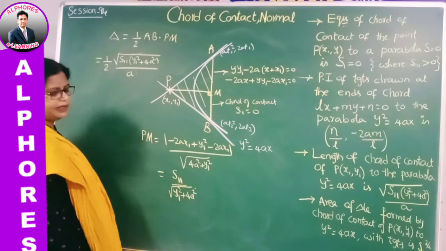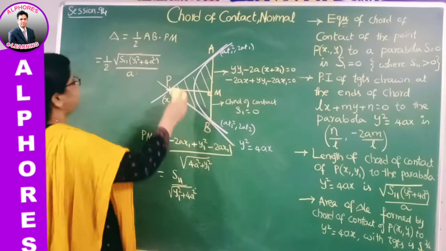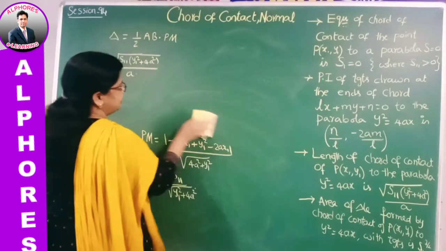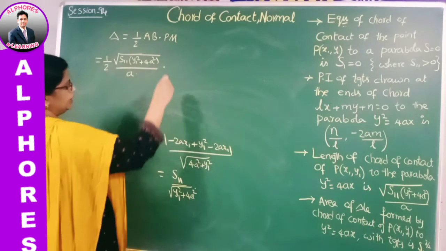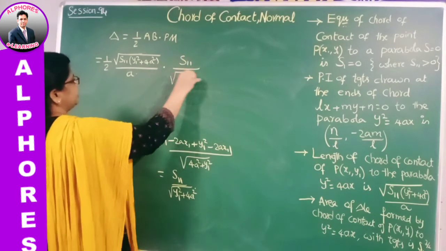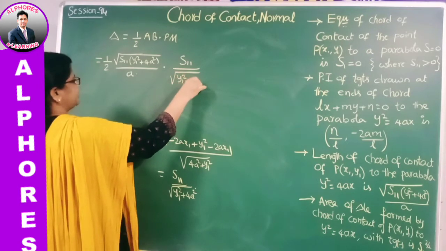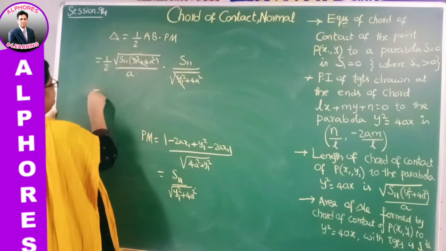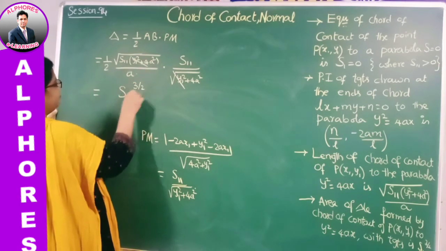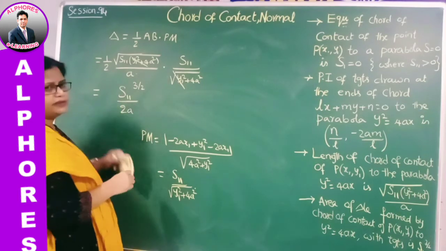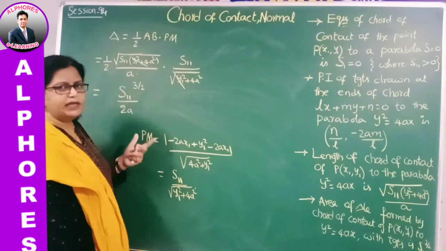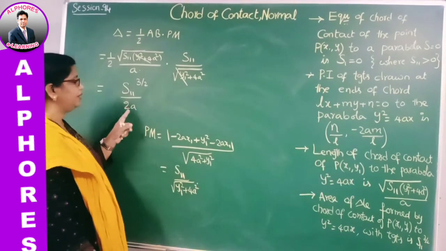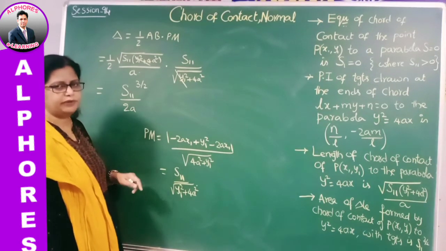Now let us substitute that value here. If I substitute the PM value here, it is nothing but one more S11 that you got here, divided by the denominator under root of y1 square plus 4a square. So that value here and here you can cancel. Finally what is our value? S11 to the power of 3 by 2 divided by 2a. So students, this is our formula for the area of the triangle formed by the chord of contact with its tangents to a parabola y square equal to 4ax.